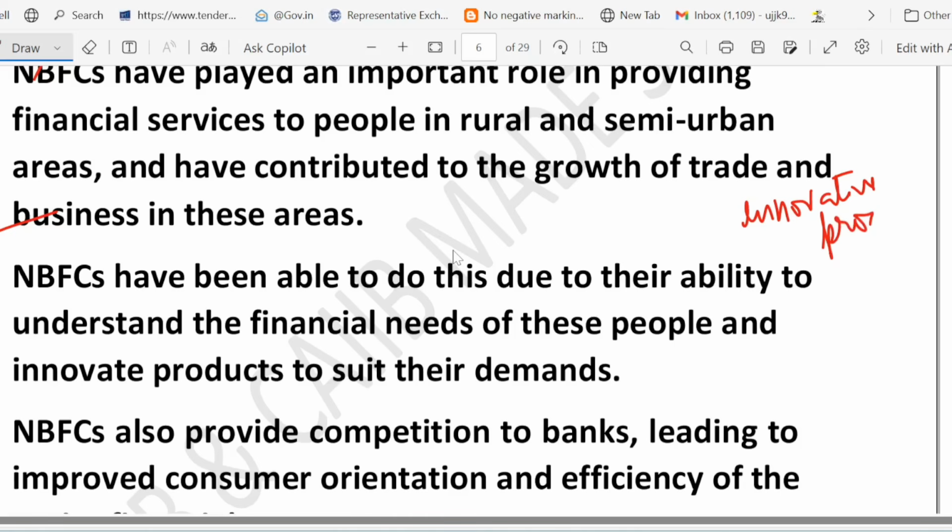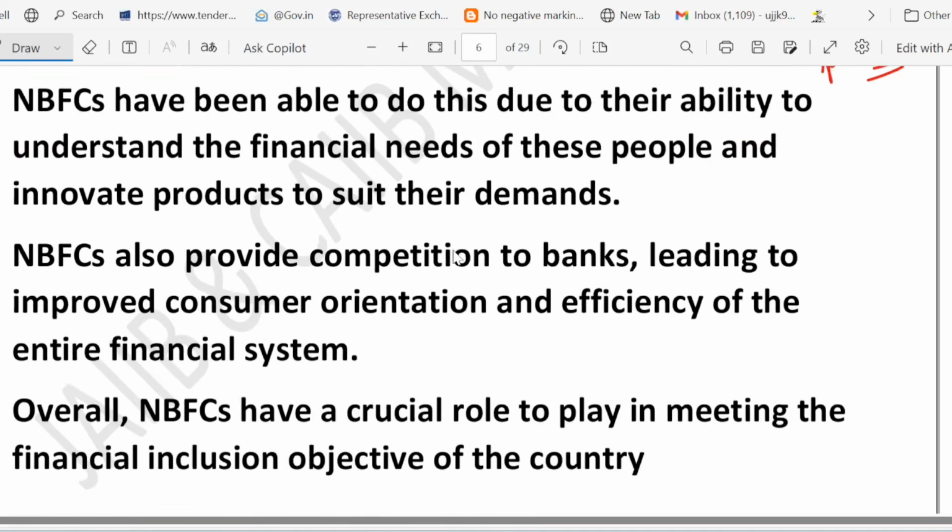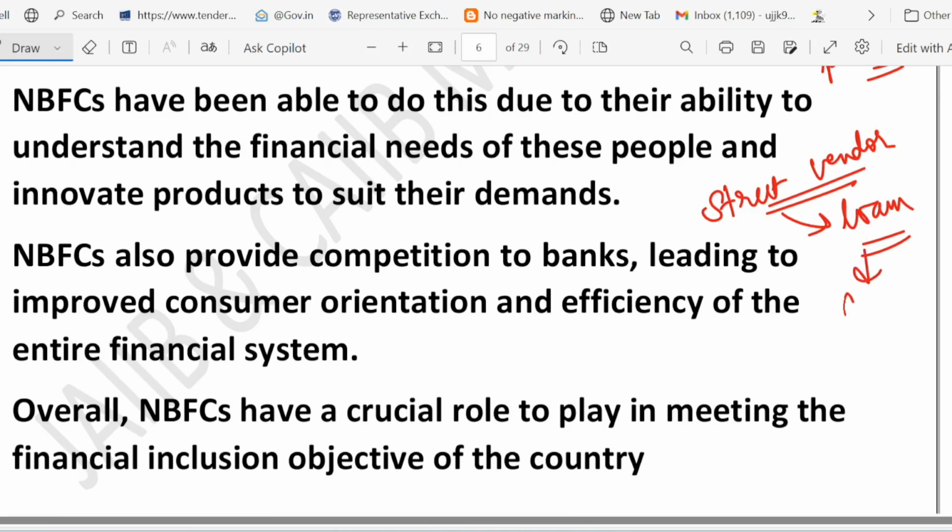So let me give you some examples of these innovative products. They tailored loans for small businesses, micro entrepreneurs, and low income groups. So that is called innovative product. Let me give you one example. For example, a street vendor gets a small ticket loan to buy a cart via an NBFC app. That is called an innovative product.